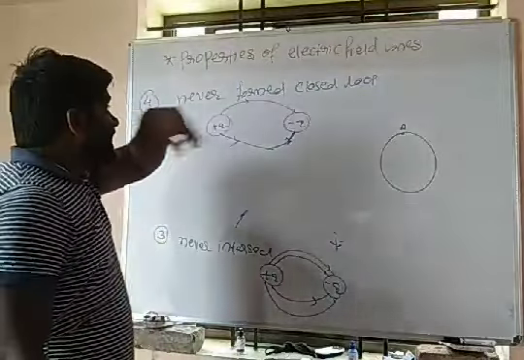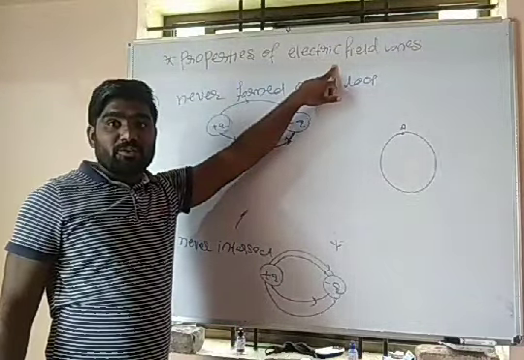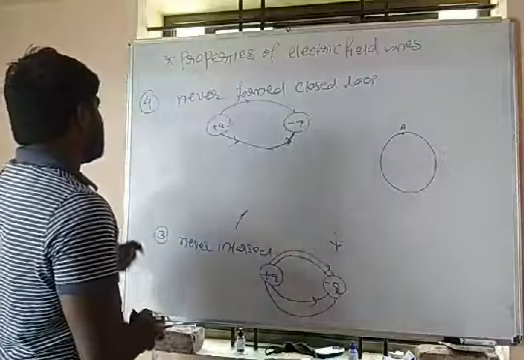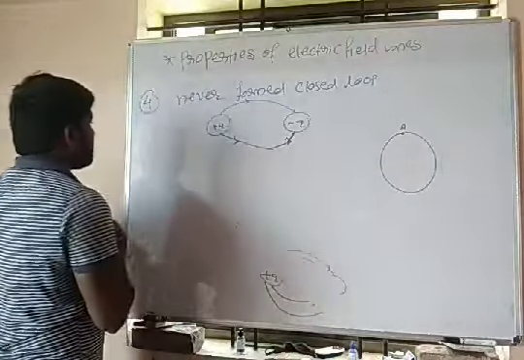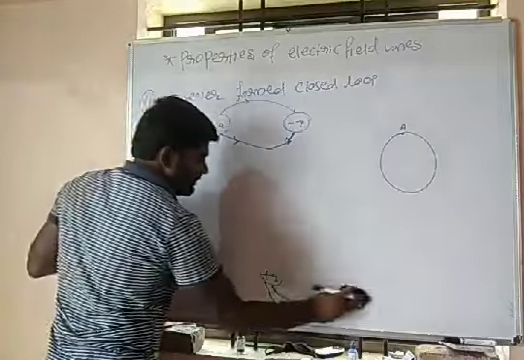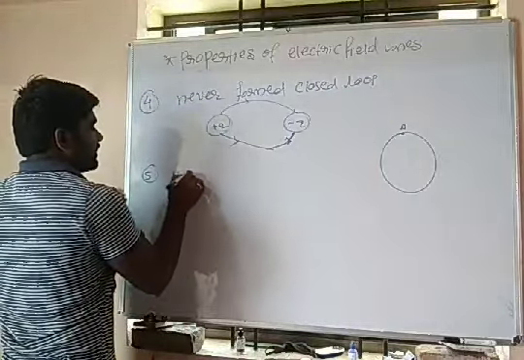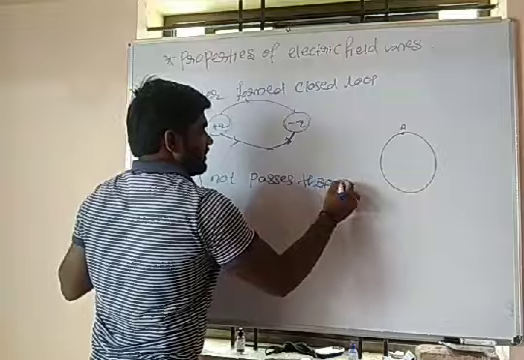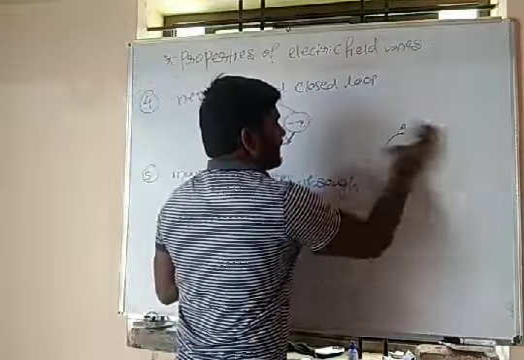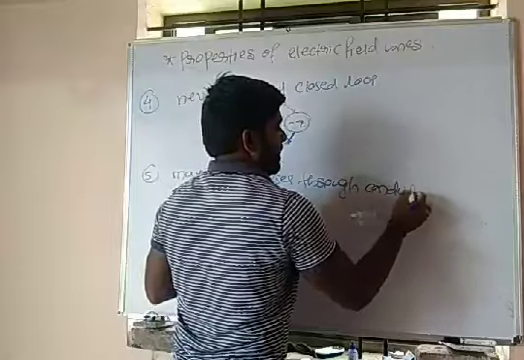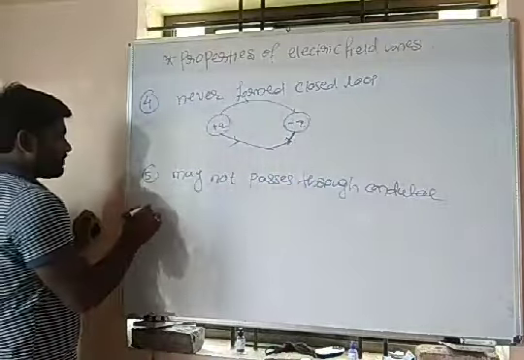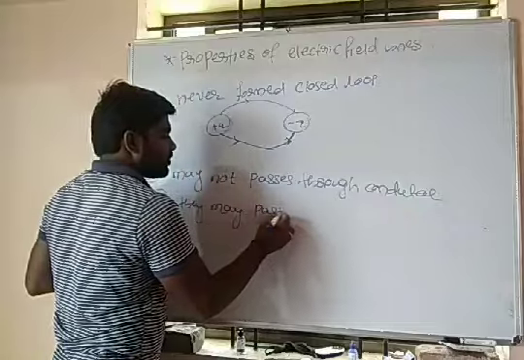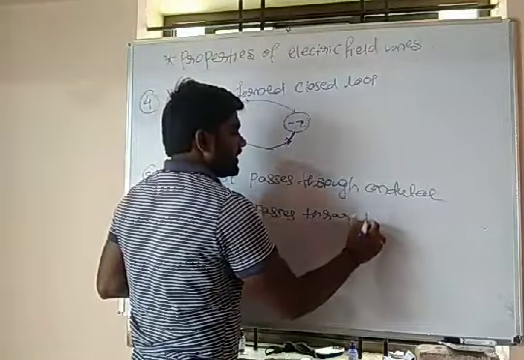So the properties of electric field lines, what can we say? They may not form a closed loop. Okay, so next one, fifth: the electric field lines may not pass through a conductor. It is the fifth property. Then the sixth property will be they may pass through what? Non-conductors.